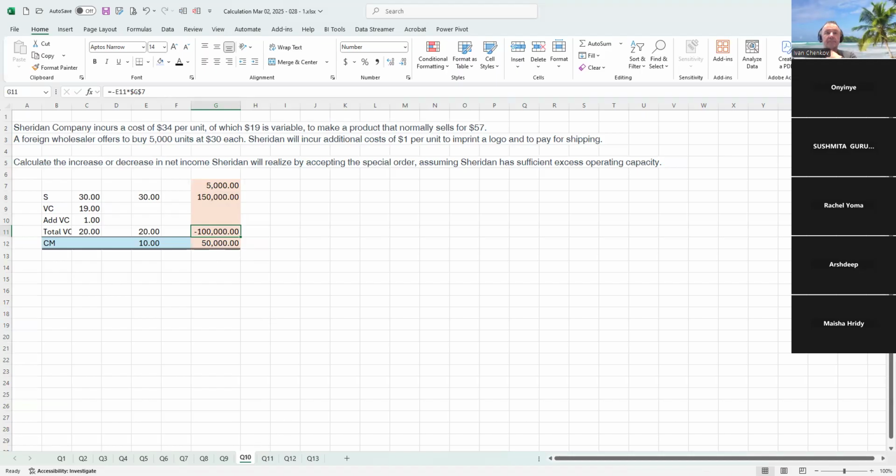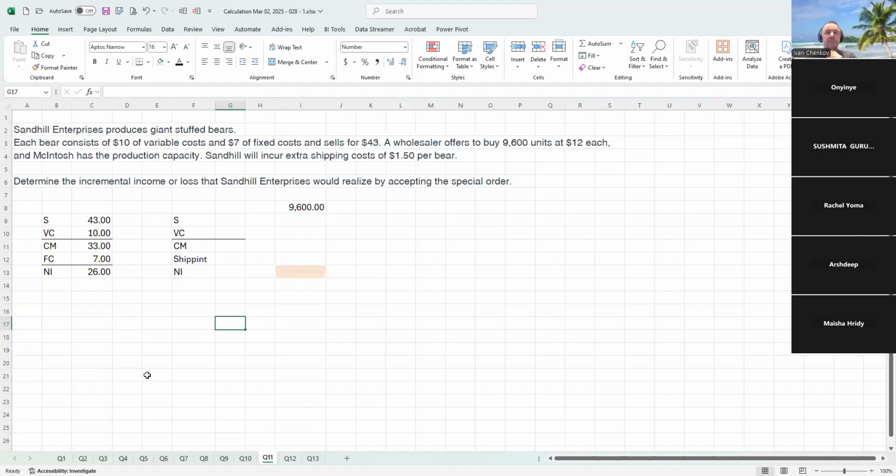Okay, let's go to another one. This company produces giant stuffed bears. Each bear consists of $10 variable cost and $7 fixed cost, and sells for $43. If I sell at $43 with $10 of variable cost, my contribution margin is $33, correct? And $7 is the fixed cost, so I'm making $26 per unit, right?